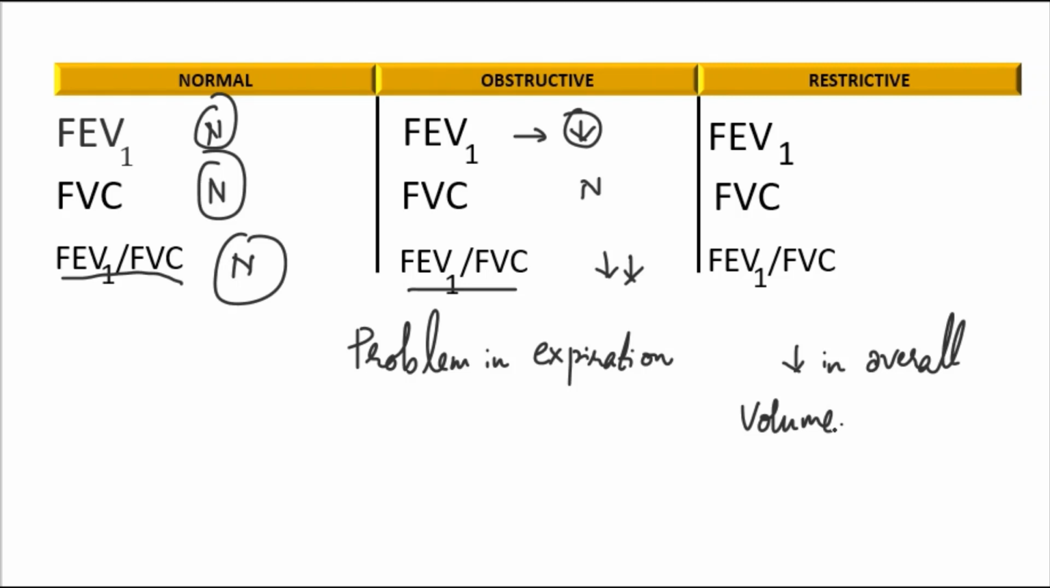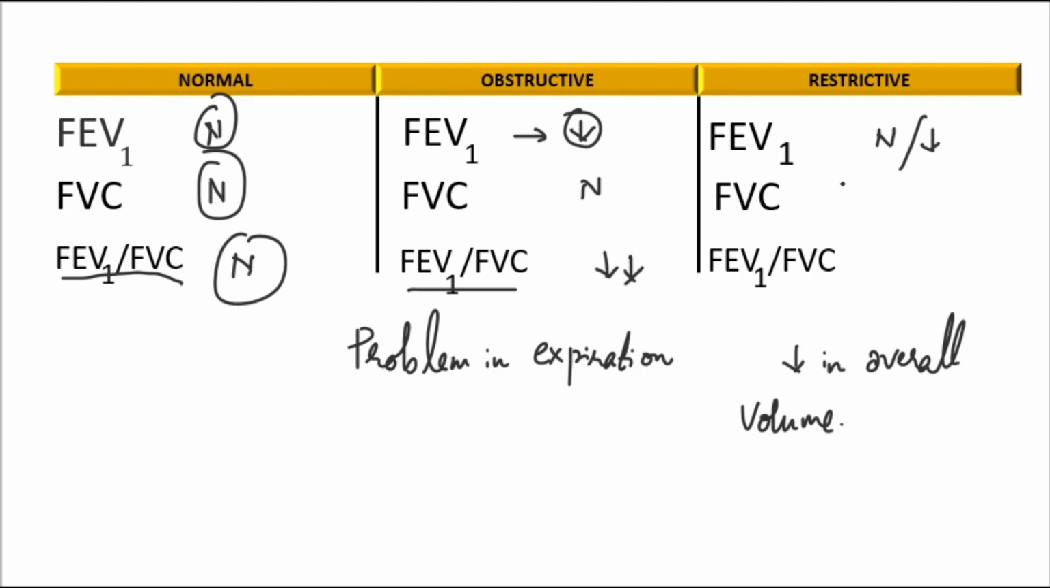Let us think of it this way. In a restrictive disorder, your lungs are made up of, let's say, concrete, so you cannot expand anymore. You cannot inhale anymore, so there is an overall decrease in volume. So what will happen to FEV1? Since the expiration is normal, it would be either normal, or since you are inspiring less, there might be a decrease: normal or decrease.